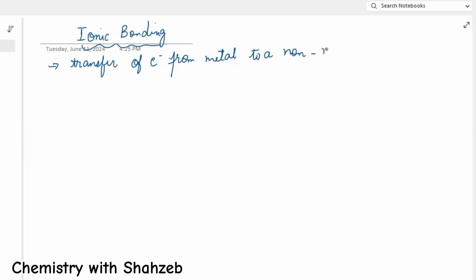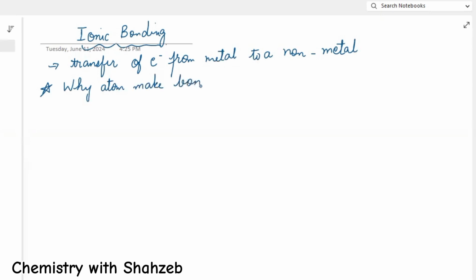Okay. So one thing is quite clear to us: an ionic bond is formed due to the transfer of electrons from a metal to a non-metal. But the main question arises here: why do atoms make bonds?